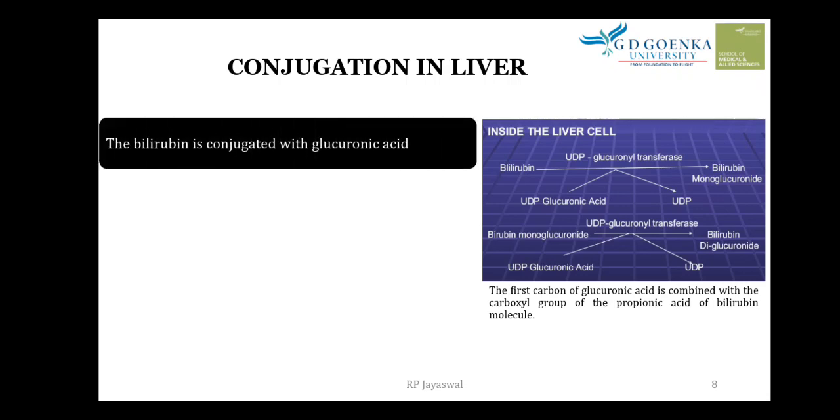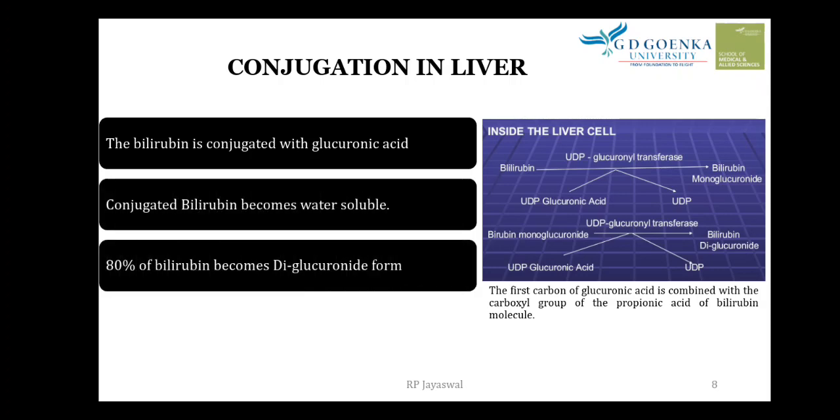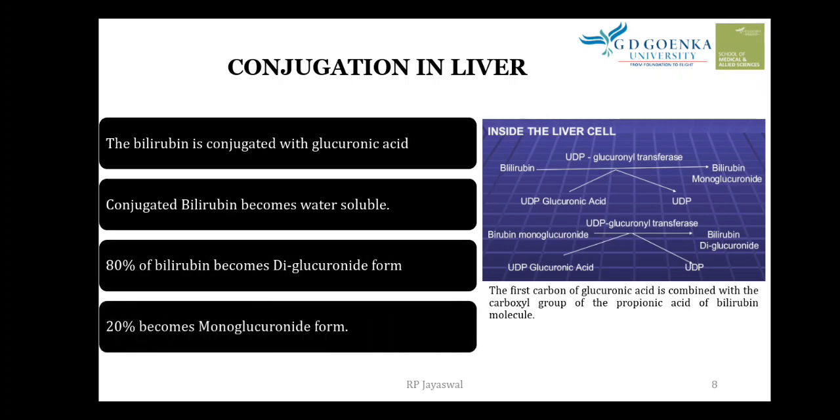If you focus now, the bilirubin is conjugated with glucuronic acid here. Then conjugated bilirubin becomes water soluble, and 80% of bilirubin becomes the diglucuronide form, and 20% become the monoglucuronide form. So this is what usually occurs in the liver, that during conjugation 80% of bilirubin becomes diglucuronide form and 20% becomes monoglucuronide form. Excretion of bilirubin to bile.